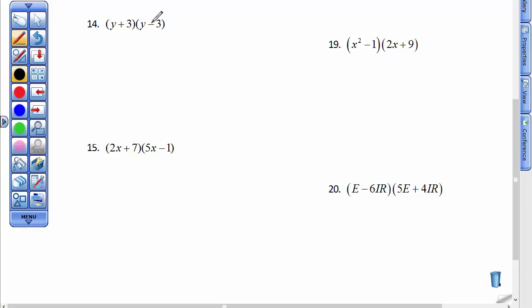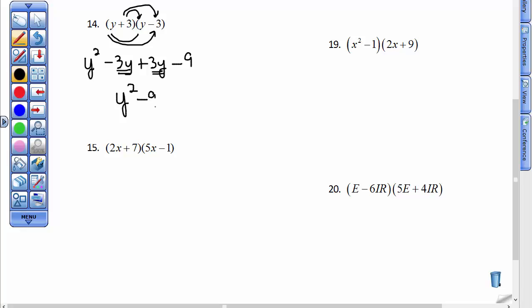Secondly, if you have a binomial times a binomial where the two binomials look alike except for one's got a plus sign and one's got a minus sign, so this is y plus 3 and y minus 3, this is called the sum and difference of squares. When you FOIL this, y times y is y squared. Y times a negative 3 is a negative 3y, but the inside 3 times y is a positive 3y, and those will always add to be 0. Negative 3y and a positive 3y is nothing. And then a positive 3 times a minus 3 is a minus 9. So you end up with y squared minus 9.